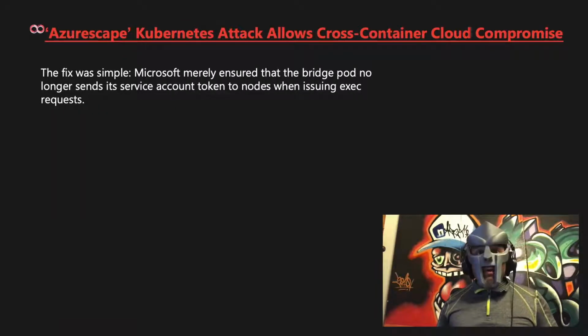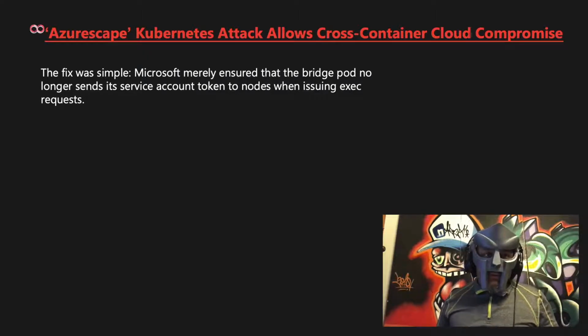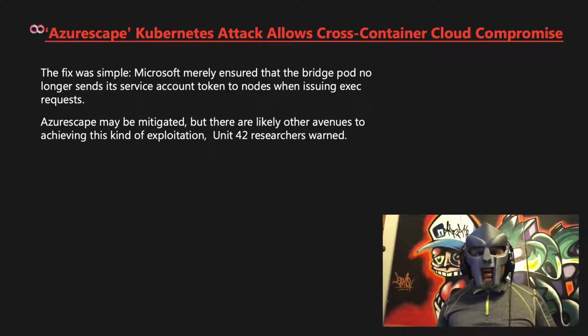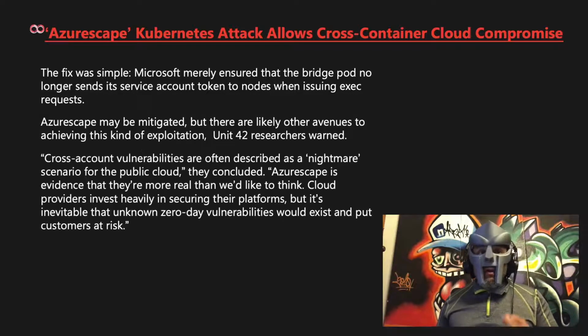The fix was simple. Microsoft merely ensured that the bridge pod no longer sends its service account token to nodes when issuing execute requests. Again, the researcher said there's no need for a token because any anonymous person can deploy a pod, so there's no reason for the token to be there. Azurescape may be mitigated, but there are likely other avenues to achieve this kind of exploitation, Unit 42 researchers warned, and they're right. Cross-account vulnerabilities are often described as a nightmare scenario for the public cloud. They concluded Azurescape is evidence that they're more real than we'd like to think.